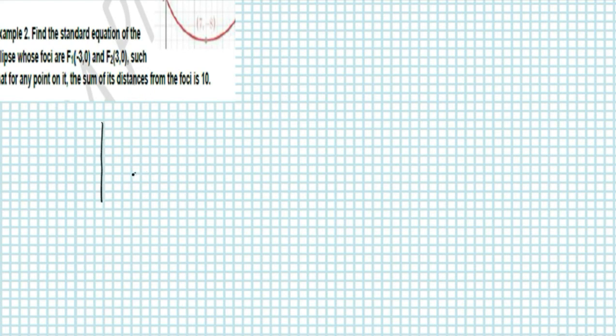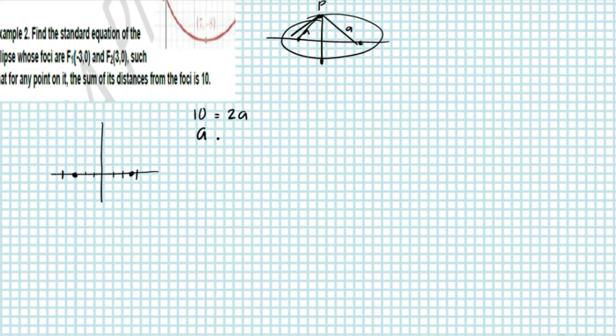So, let's say this is our foci. If graph natin ang ating foci, negative 3 and positive 3. Okay. Then, distance from the foci is 10. Then, i-recall natin ang ating ellipse. So, this is our co-vertices. So, kung ito yung foci natin, equal yung distance to each other. Therefore, ito siya sa point P ng ellipse. You can say 2a is equal to 10. Therefore, a is equal to 5.